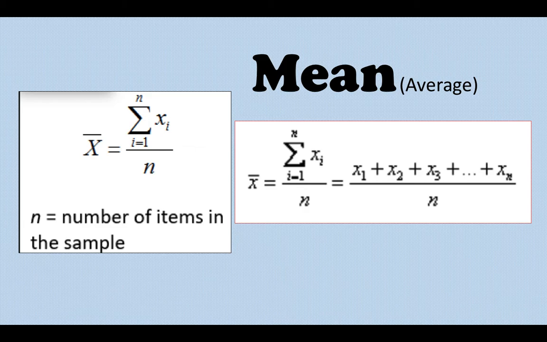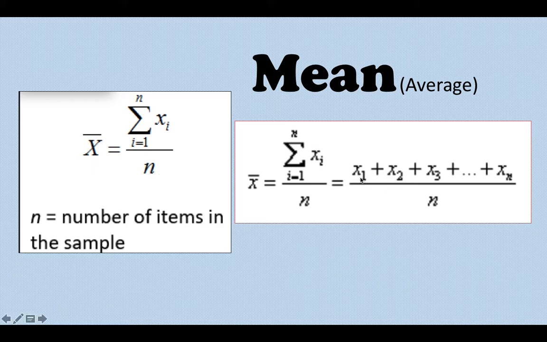Okay, today I want to talk about the mean and standard deviation. Mean is also the average. The formula is here. So you can see basically the mean is the sum of all the individual values. Then you sum them together, then you divide by the number of items in the sample.